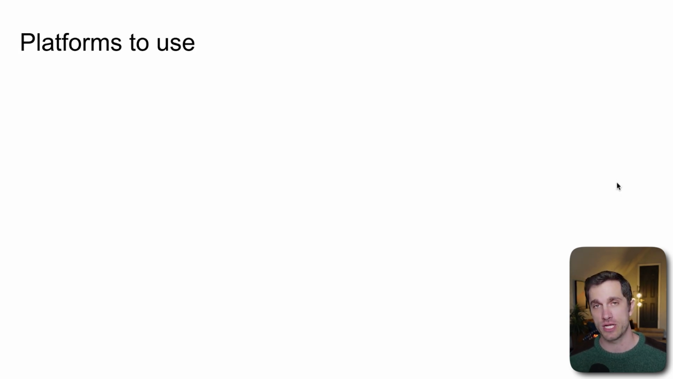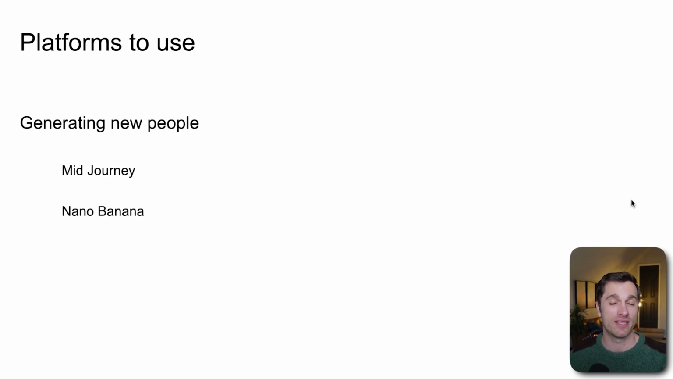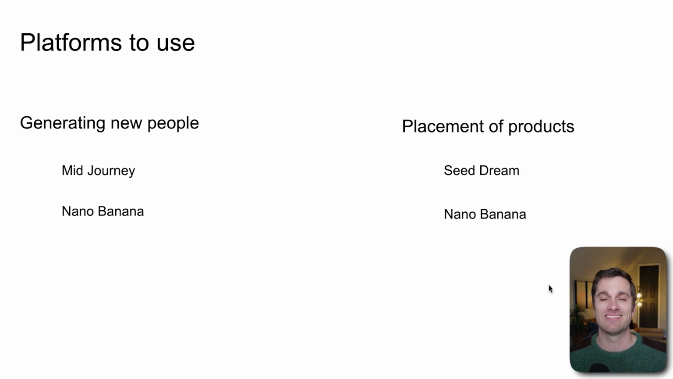Now I want you to understand what platforms I find work the best. Okay, so for me, the platforms I find the best for this specifically, having my products put in real or fake backgrounds, is for generating new people. I like to use Midjourney and Nano Banana. I'll tell you the platform of choice that I use later on when I demo it. But I use this, for example, if I'm trying to get my products inside of, let's say, an AI image or an AI person. Well, for generating that, Midjourney and Banana, I think are the best.